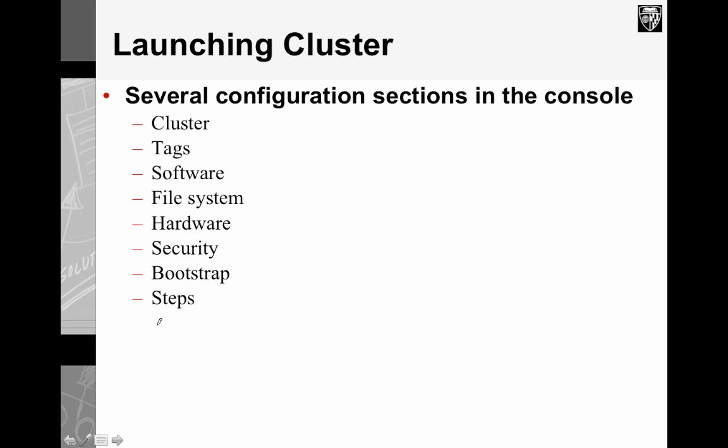Now let's go through the various cluster configuration options, the various sections that are out there. And then in the next section, we will actually manually configure it. Okay, so there are several configuration sections in the console. You have cluster, tags, software, file system, hardware, security, bootstrap, and steps. Let's understand what they are.